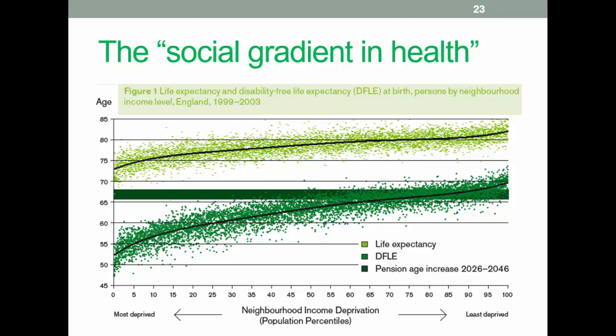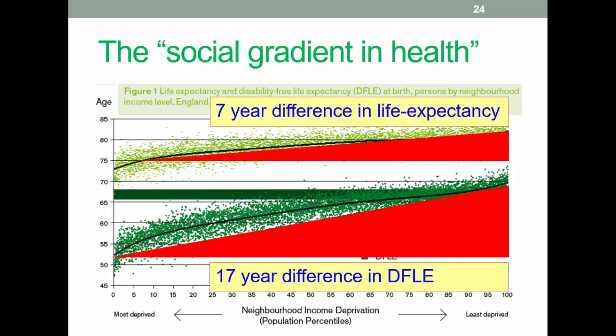The authors also say we can draw similar graphs to figure 1, which is the one above, classifying individuals not by where they live but by their level of education, occupation and housing conditions, and see similar gradients. Put simply, the higher one's social position, the better one's health is likely to be, and the converse is obviously true. And there it's marked down in terms of life expectancy and disability-free life expectancy, which is obviously a key component, and a 7 and 17-year difference is stark.